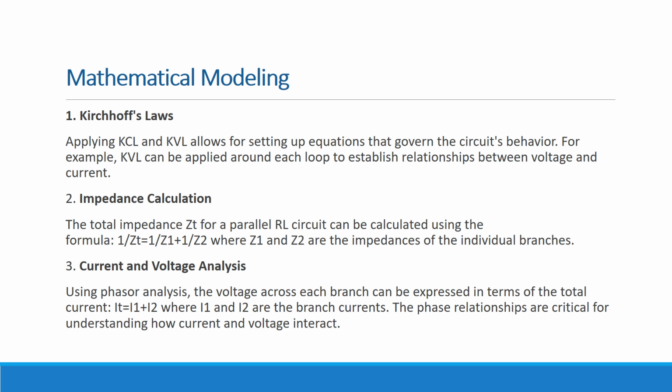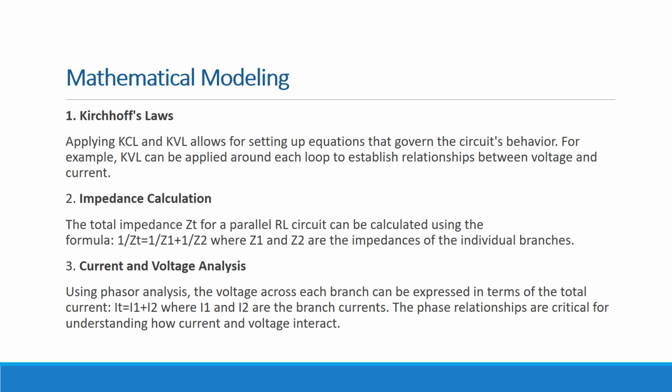Mathematical modeling. Kirchhoff's laws. Applying KCL and KVL allows for setting up equations that govern the circuit behavior. For example, KVL can be applied around each loop to establish the relationship between voltage and current. Impedance calculation. The total impedance ZT for a parallel RL circuit can be calculated using the formula 1 by ZT equals 1 by Z1 plus 1 by Z2, where Z1 and Z2 are the impedances of the individual branches, and ZT is the total impedance of the circuit.